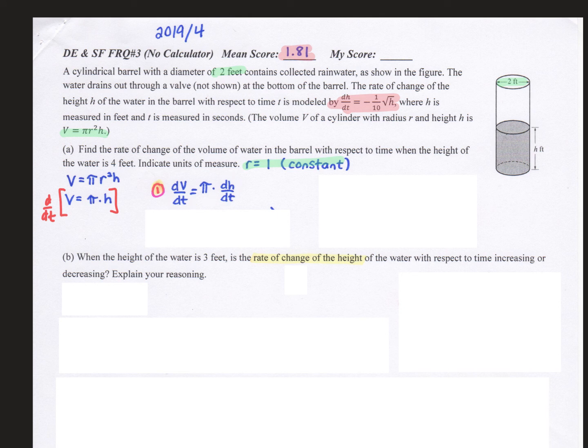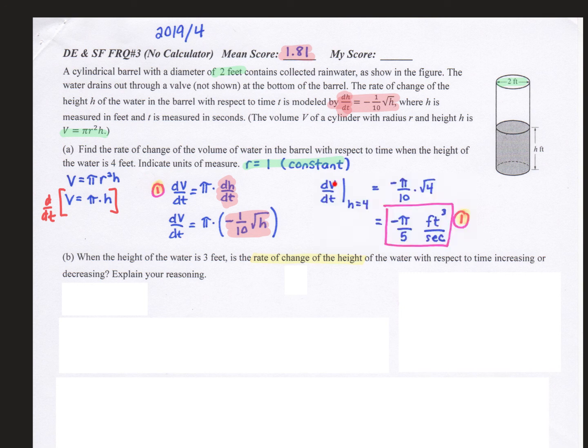And now I'm going to go back to my problem up here, and I have a definition of dH/dt that I'm going to substitute in for my dH/dt in my equation. And that gives me this dV/dt equals pi times -1/10 square root of h. And I'm interested in the rate of change of the volume, that's dV/dt, when my height is 4 feet. So now all I have to do is replace this h with a 4. And I'm using my evaluation notation, so dV/dt evaluated at h equals 4. Just replace the h with a 4, and I come up with -pi/5.